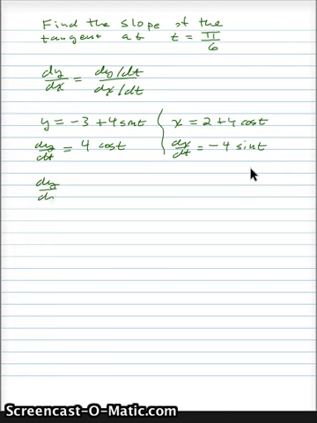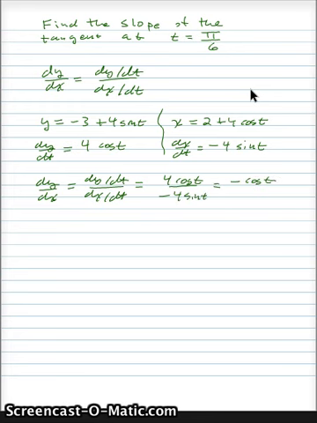And again, our basic rule that we have up here, dy/dx is dy/dt over dx/dt. Making the substitution, we'll say dy/dx is 4 cos t, the dy/dt part, divided by negative 4 sine t, the dx/dt part. Or if you like, just negative cos t over sine t.